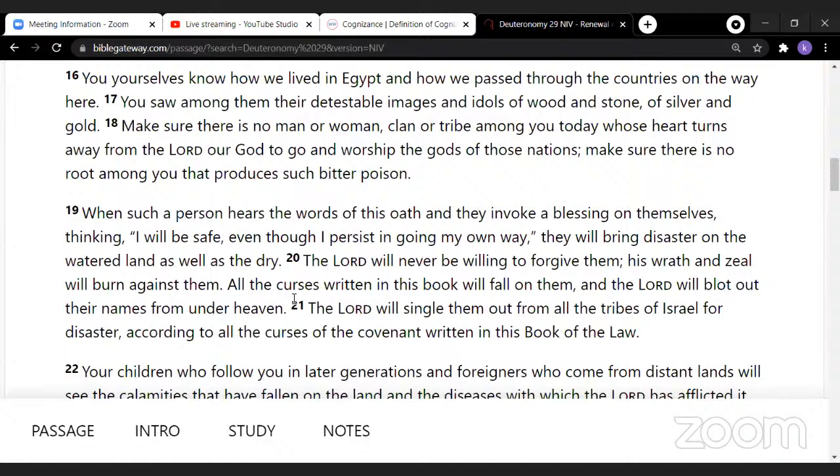Can I point this out? Verse 21. It says, the Most High will single them out from all the tribes of Israel for disaster, according to all the curses of the covenant written in this book of the law. Wow.